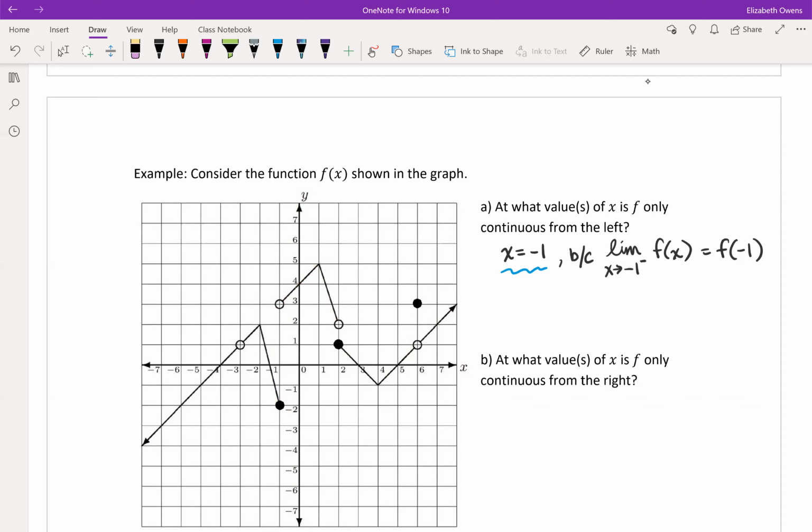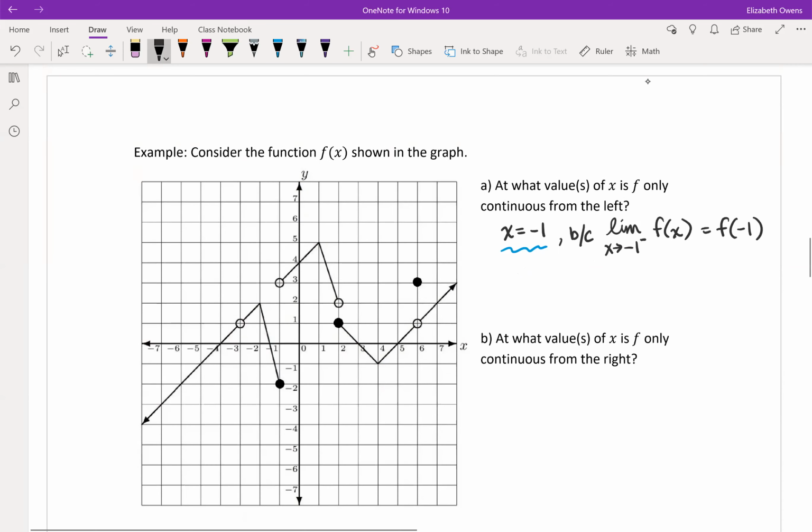Now at x equals 2, we'll be on this piece of the function that's to the right. Put your finger on that function to the right of 2 and come in with your approach from the right. And we do actually have a limit that matches up with the function value. So there's f of 2, and that is what our limit approaches. So we do have continuity from the right there. Let's put that in our answers.